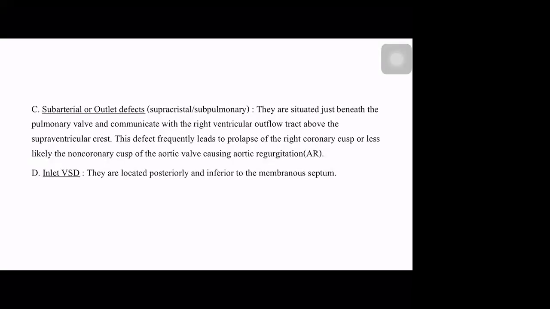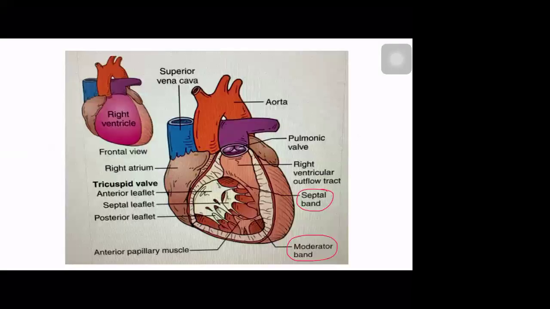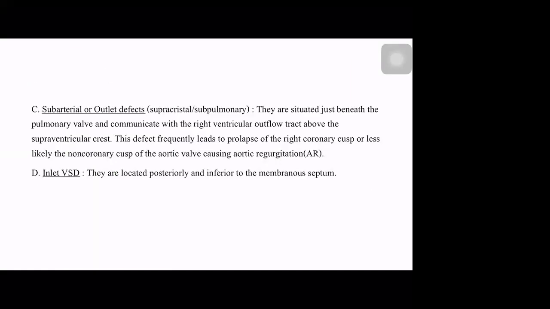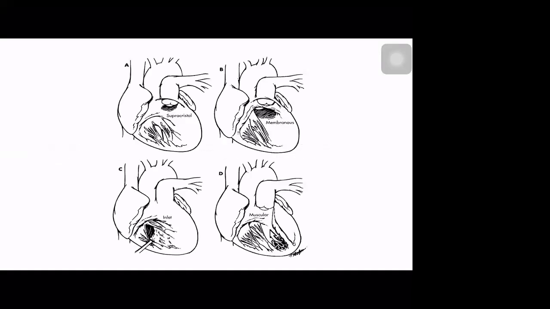The last one is the inlet VSD. They are located posteriorly and inferiorly to the membranous septum. So it is very close to the membranous part of the interventricular septum. So according to anatomy, the 4 types of ventricular septal defects are perimembranous VSD or subaortic VSD, muscular VSD or the trabecular VSD, subarterial VSD or outlet VSD or subpulmonary VSD, and the inlet VSD.